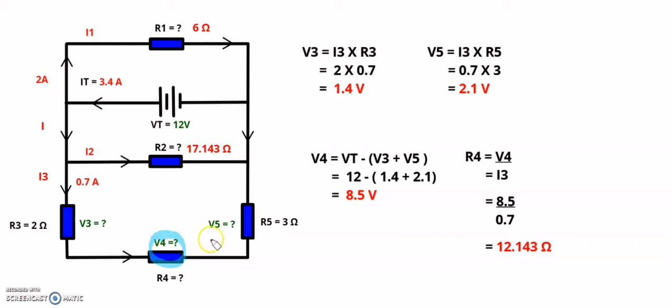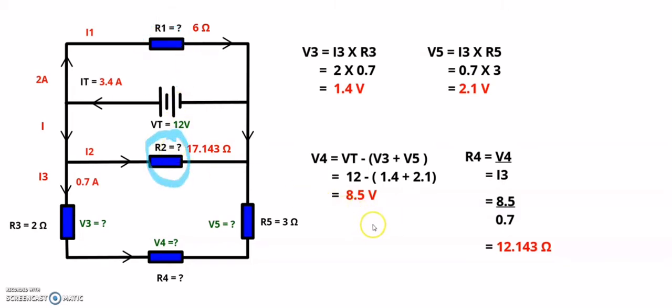Now that I have that voltage drop, I can say that R4 is equal to V4 divided by I3, which is 8.5 divided by 0.7, which gives me 12.143 ohms, the value of resistor R4. And that, guys, is how you calculate the unknown resistors in a circuit like this one.